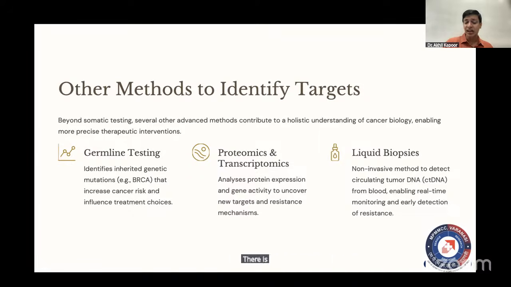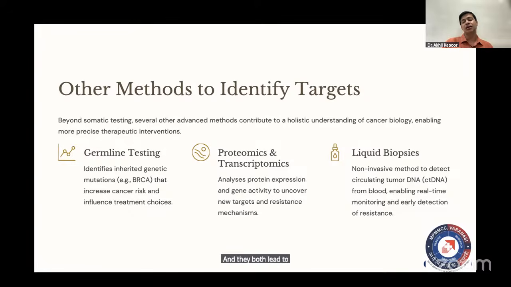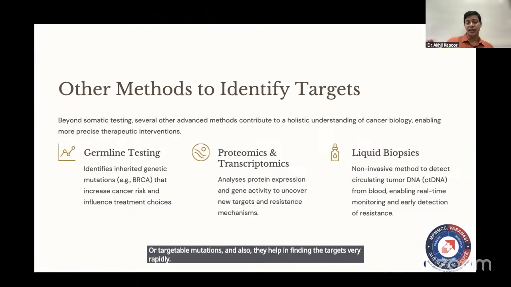There is data that if we do both liquid biopsy and tissue based NGS at the baseline itself in lung cancer, they both complement each other and they both lead to improvement in detection of the mutations or targetable mutations, and also they help in finding the targets very rapidly. So they help us to complement.